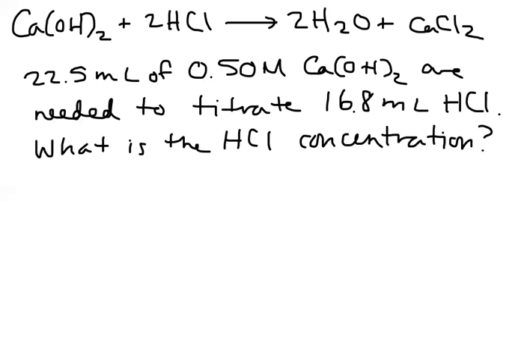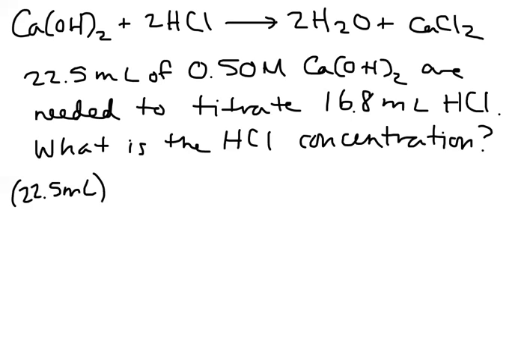you've taken 16.8 mL in a beaker, HCl, and you've added Ca(OH)2 until you've reached your equivalence point. You know the concentration is 0.5 molar, and you see that you've added 22.5 mL. From this, you can say, okay, I can determine the HCl concentration. It's going to be very similar to the problem I just did in that you have to find the moles, and then divide by your volume. So you have 22.5 mL.